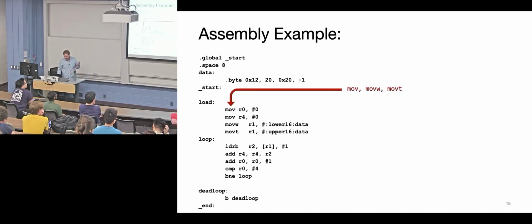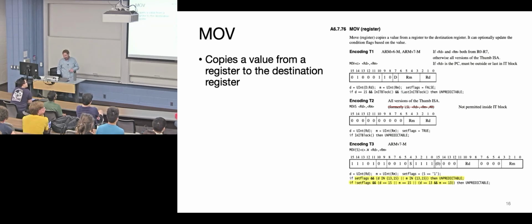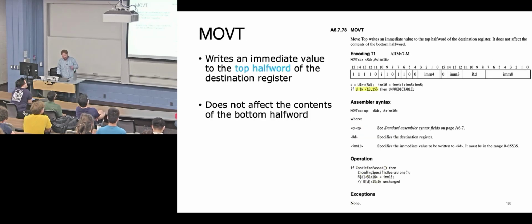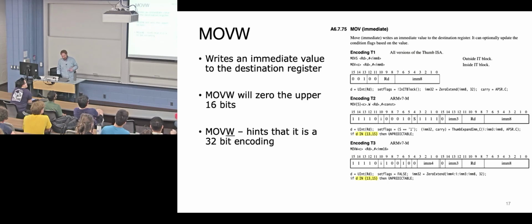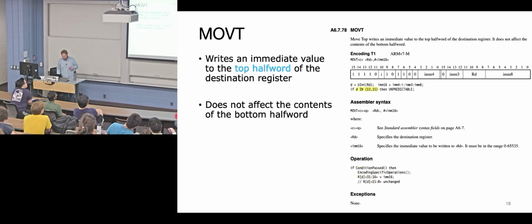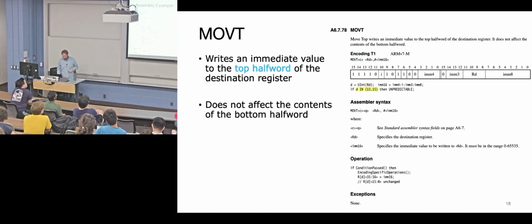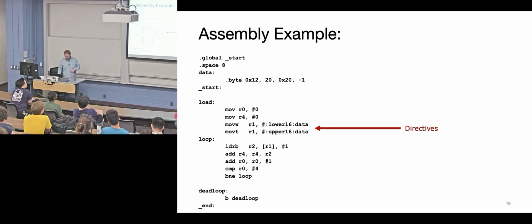You guys have seen some of this in your homework, but you have different move commands. So we have move, especially move immediate or move register, which allows you to move data around the registers. Move wide lets you move the upper 16... wait, did I get that wrong? Move wide allows you to move the full thing, and then move top is just the top half. That's right.